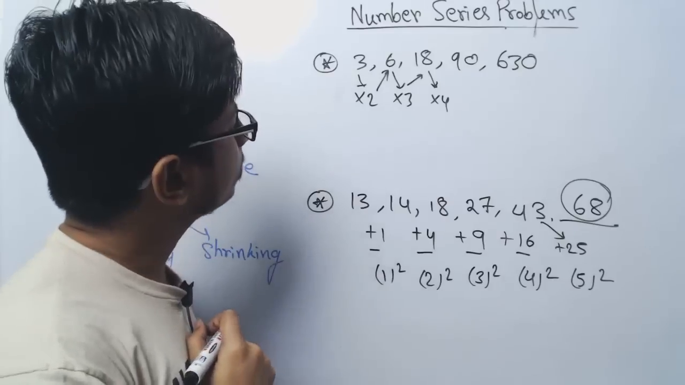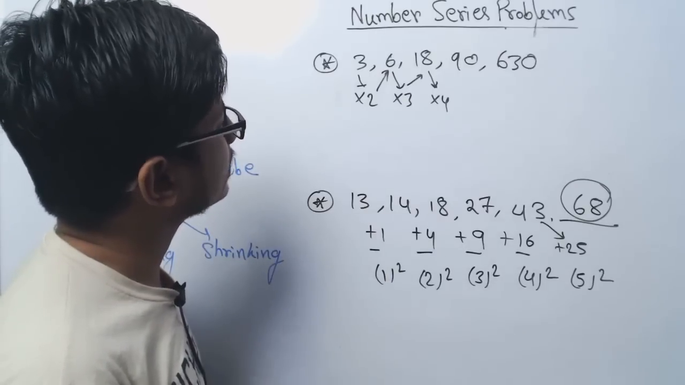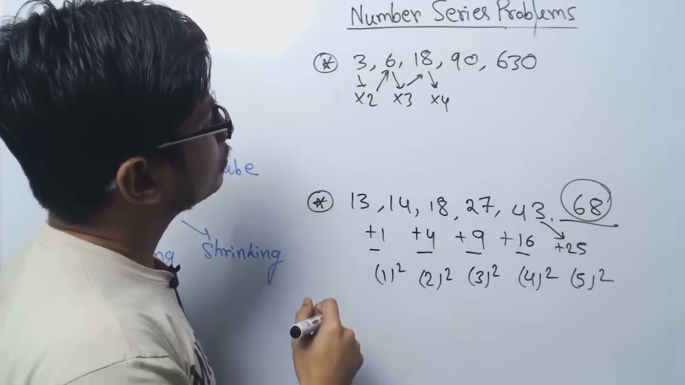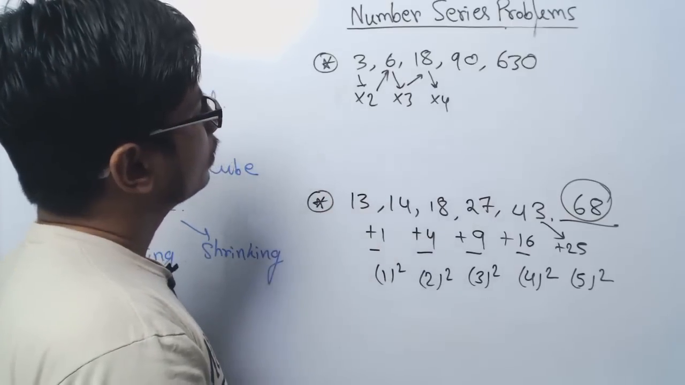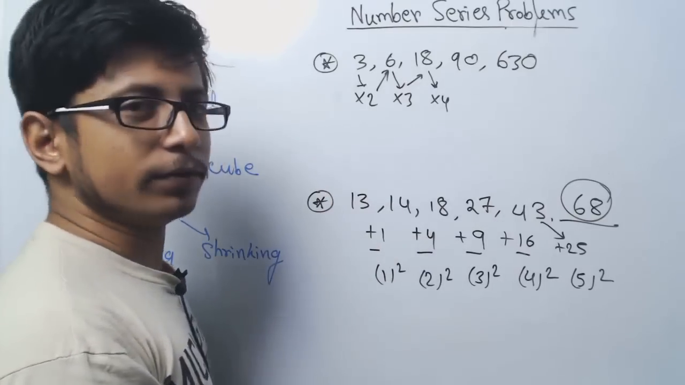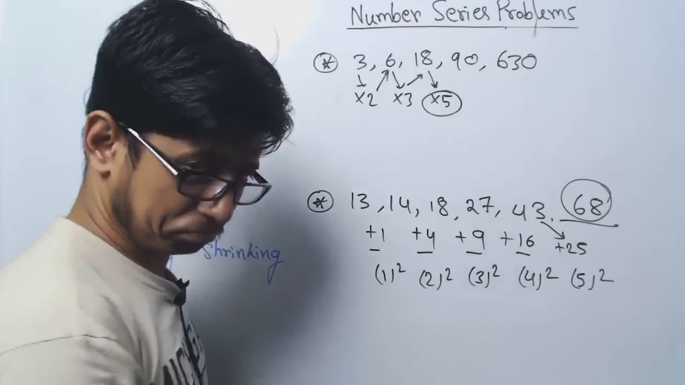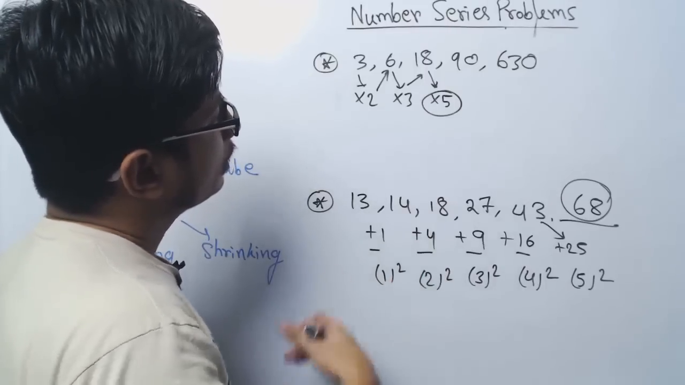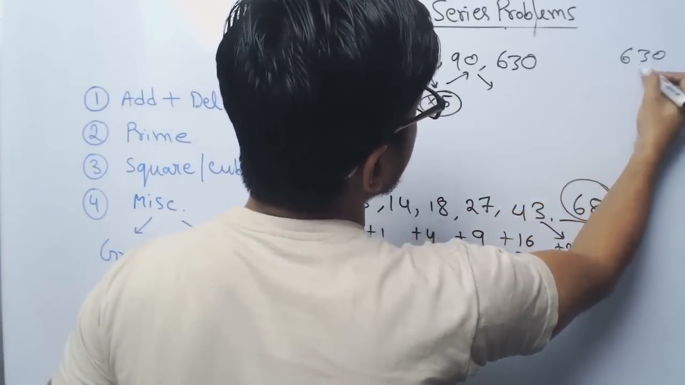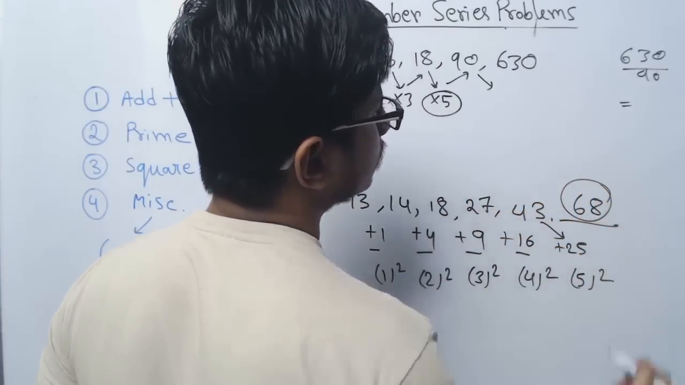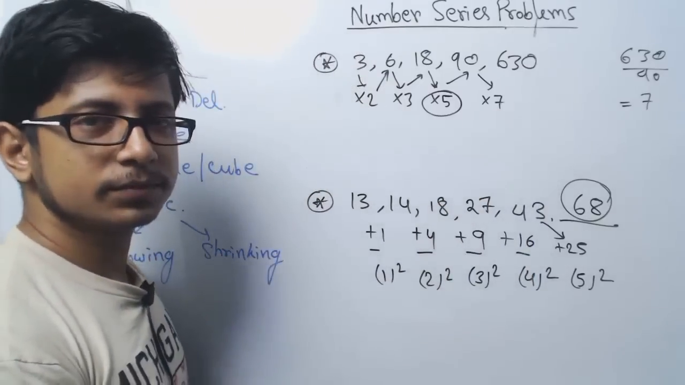So this is not the way of thinking. Now, what way can we think? We thought that we are going 2 to 3, 1 increment, 3 to 4, 1 increment, but that's not the case. Now, if we divide 90 by 18, it's 5, right? Then we get 90. Then if you divide 630 by 90, what do we get here? 7. So what are we doing here?